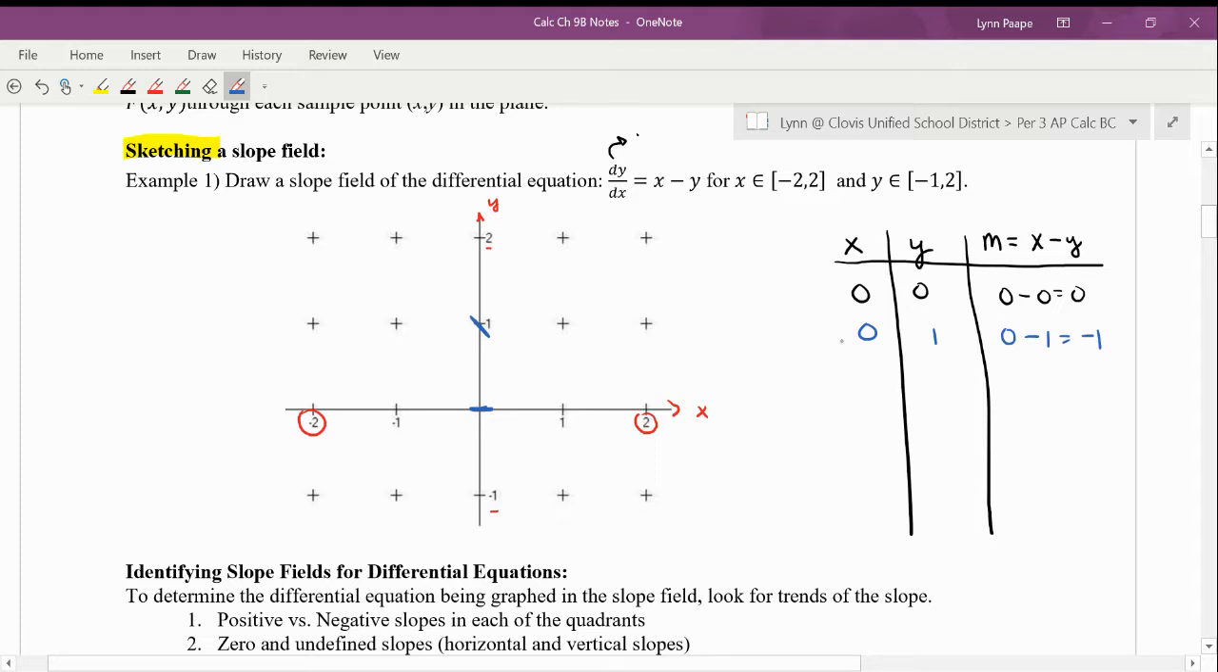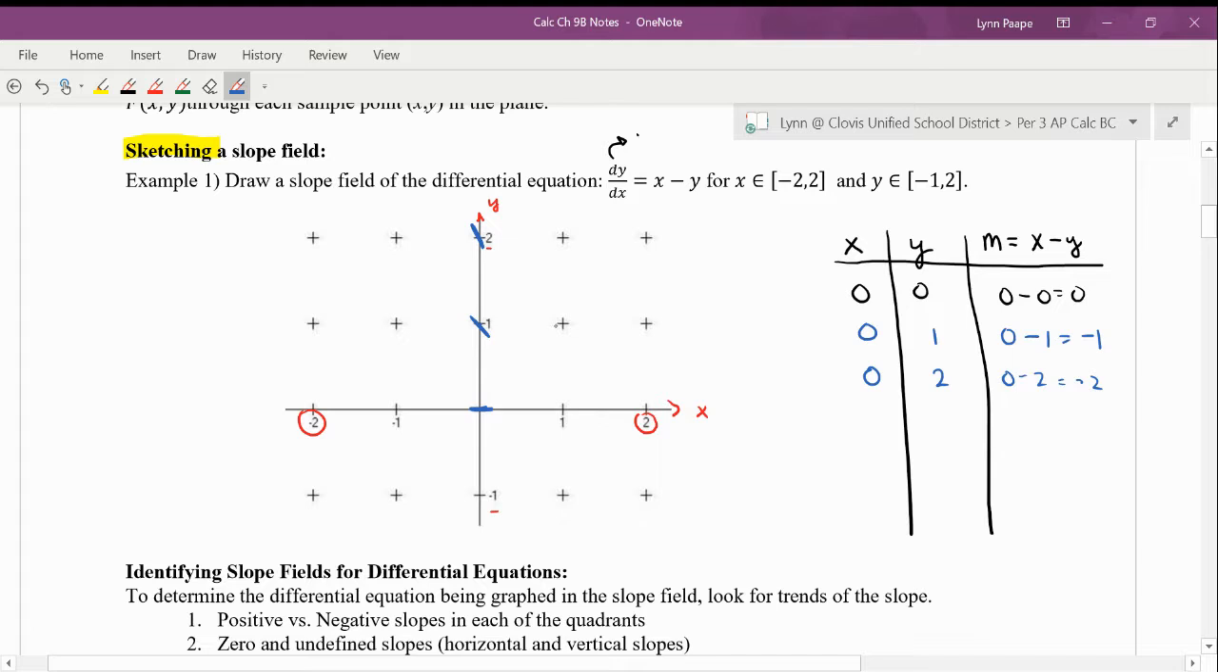Okay, so let's keep moving up the line. Let's go over 0, up 2. So 0 minus 2 would be negative 2. So this would also have a negative slope, but it would be a little bit steeper, right? Because negative 2 is steeper than negative 1, so something like that. And then let's do just a few more so you can get the gist of what we're doing here.